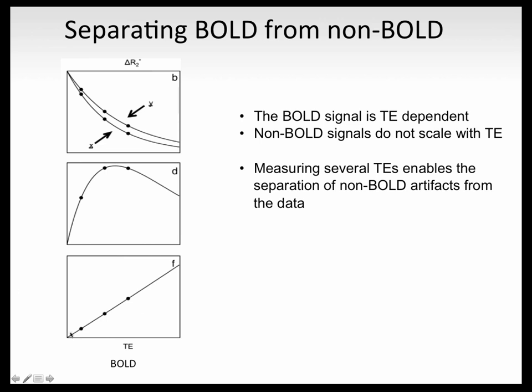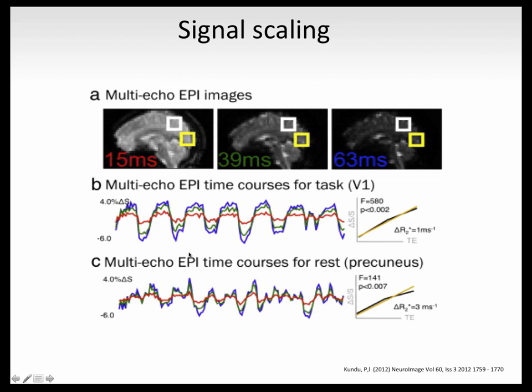You get this nice difference curve, and you might be able to separate the signal which actually scales with the echo time from something that doesn't. An example of that is here. Say you're doing a visual task where you've got an on and off signal. You can see that there are 3 different echo times, 15, 39, and 63 milliseconds. At each of these echo times, you can see that the signal is scaling pretty nicely. So this is actually a real signal that's happening.